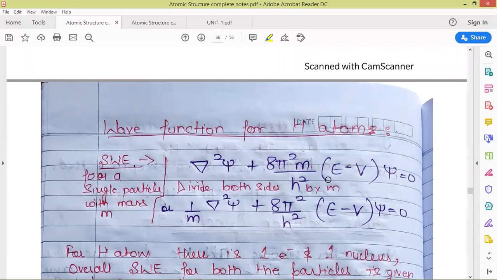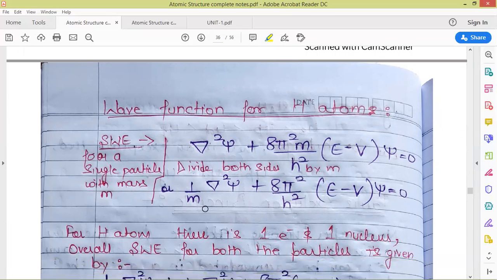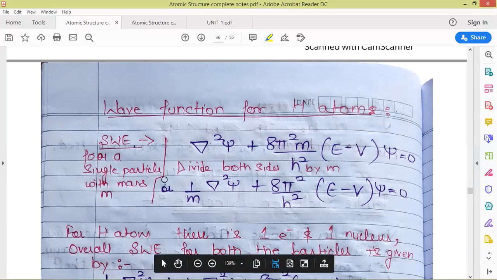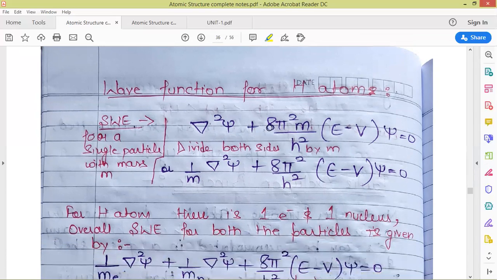Next we have the wave function for hydrogen atoms. For the hydrogen atom, the Schrodinger wave equation for a single particle with mass m can be written as this. We have derived the Schrodinger wave equation for an electron as a single particle, where m is the mass. Now if we divide both sides by m, we'll get this value. From here m will cancel out and here m will come.